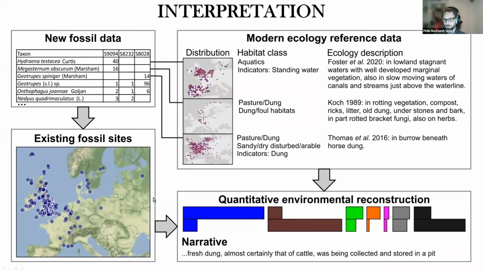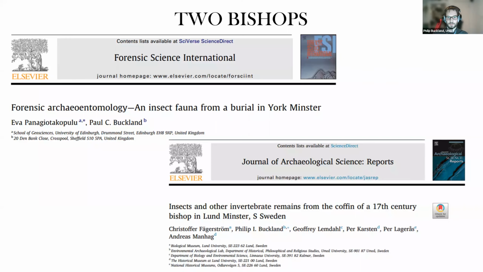This particular example, I forgot to put up the reference, we reinterpreted some archaeological evidence of waterholes to say this couldn't possibly be a waterhole because it was full of dung, which is quite fun when you can turn over some established interpretations.